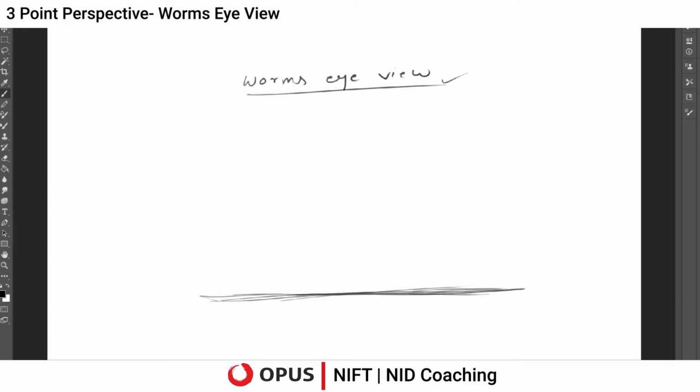Okay, so suppose I've drawn a horizon at a very low level and the vanishing points are set on two sides, and there will be a third vanishing point which will be above. Using these three vanishing points, all the objects will be drawn. Now how the objects will appear in this 3-point perspective, that is a thing to understand.